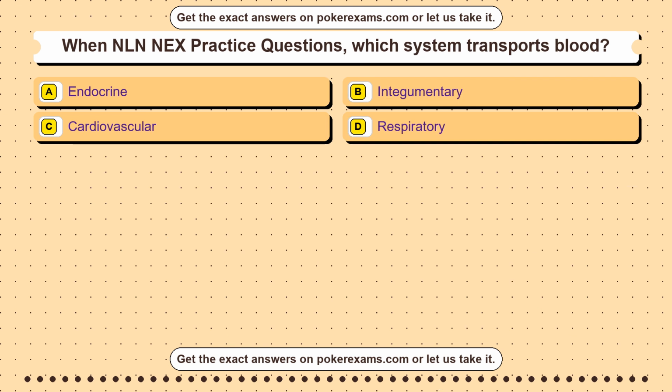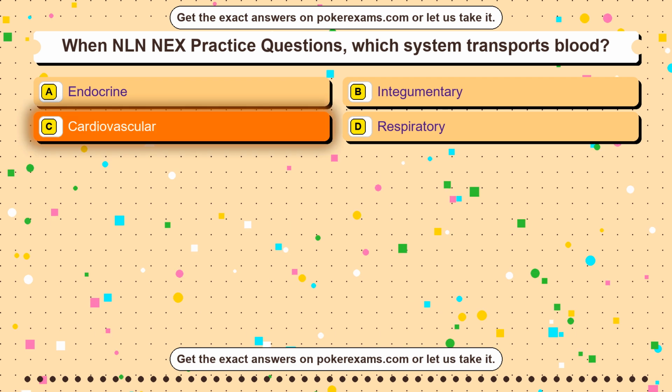Question 39. When NLN NEX Practice Questions, which system transports blood? Option A, endocrine. Option B, integumentary. Option C, cardiovascular. Option D, respiratory. The correct answer is option C, cardiovascular.